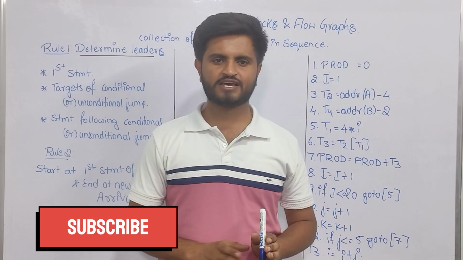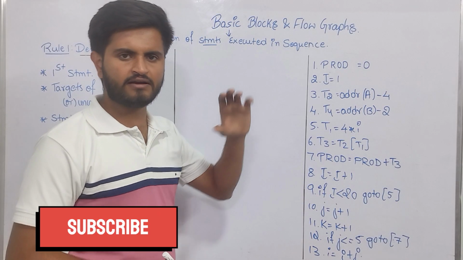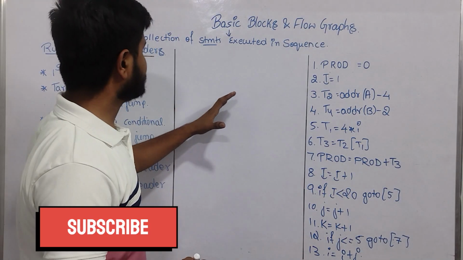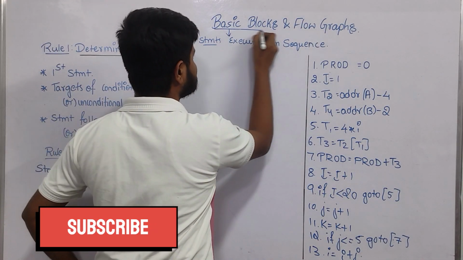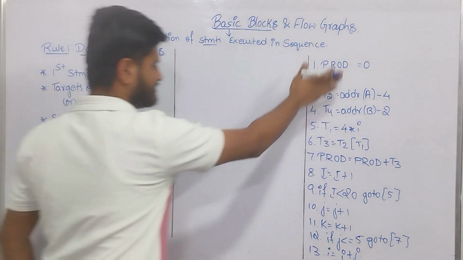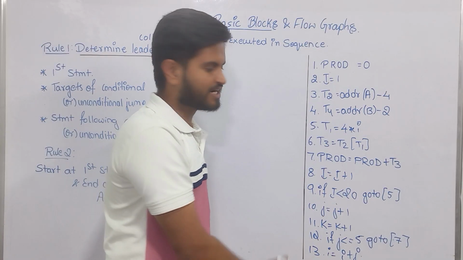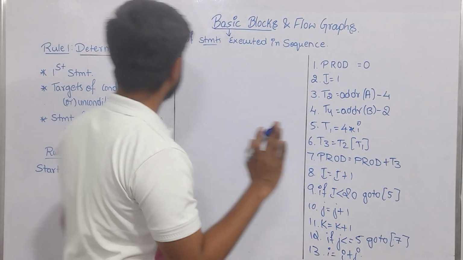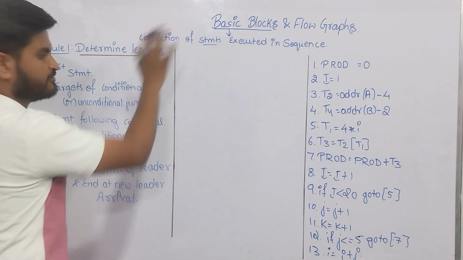This is a much easier concept, but students think of it as a tougher one. How to design it: first let's design the basic blocks, then let's design the flow graph. First, these are the set of instructions or conditions which have been given here. Now let's take the theory part first.